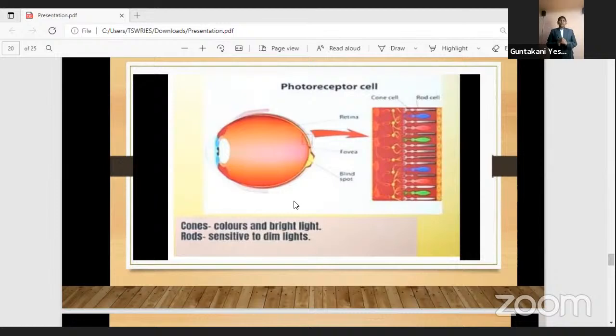These cones and rods are used in two ways, friends. Cones are used to identify the color, and rods are used to see clearly in dim lights. Cats have more rods in their eyes. With that, they can see very clearly in dim lights. Dim light is nothing but at night. At night, we have dim light, right? Yes, at that time, as a cat has more rods, it can see more clearly at night.